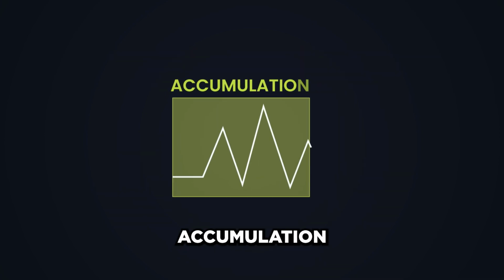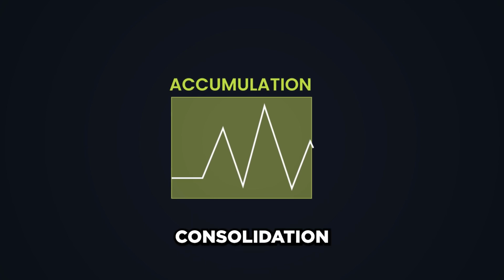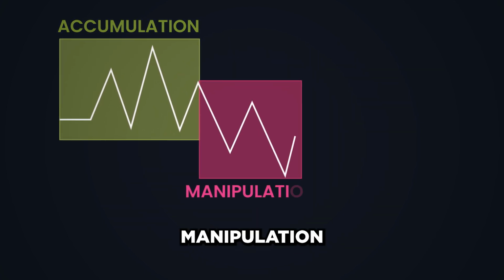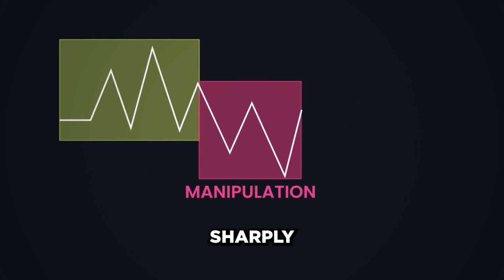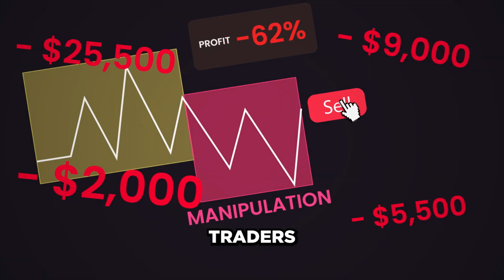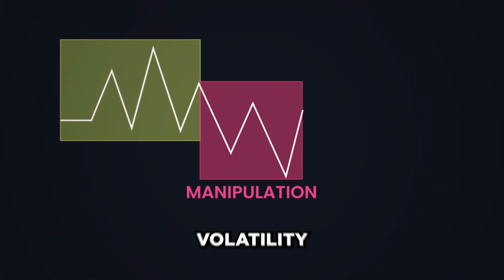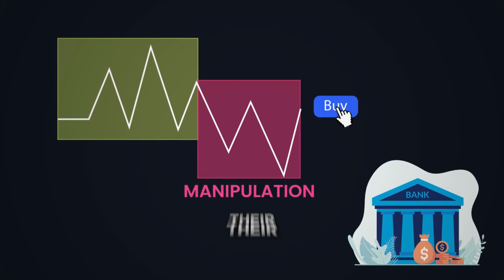First, we have an accumulation phase. This is where smart money starts building their positions. This phase will look like price is in a range without clear direction, reflecting a period of consolidation. Next, we have the manipulation phase. This is also known as a stop hunt, where price will move sharply in one direction to trigger stop losses and deceive retail traders. This phase often generates volatility and is used by smart money to create liquidity so they can add to their position.